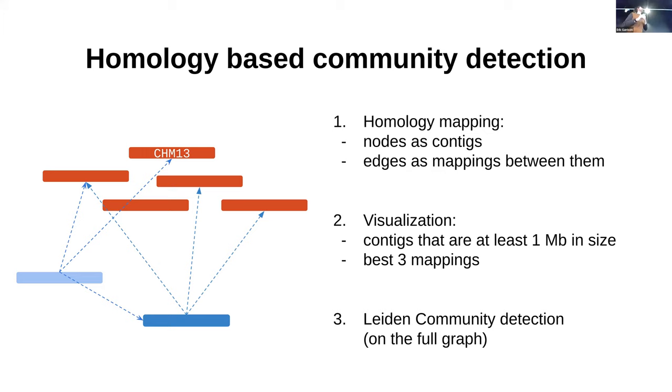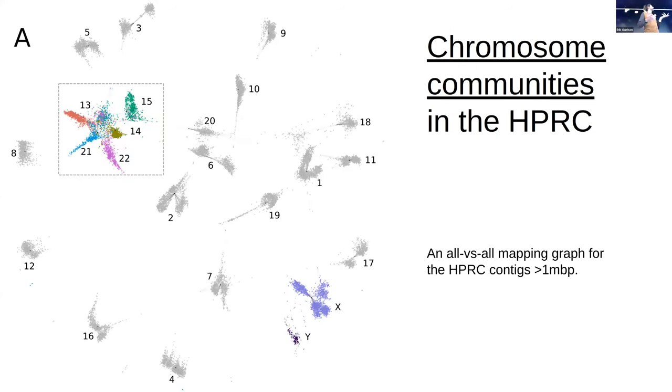And then we'll represent that as a homology graph. The nodes are contigs, the edges are when they match each other. We can visualize that. And for visualization, we won't show the whole thing. We'll just show a subset of all the matchings, just the best three. And then we can do a quantitative analysis of it. So first up, this is when you take all the contigs of the HPRC and you map them to each other, making this kind of graph.